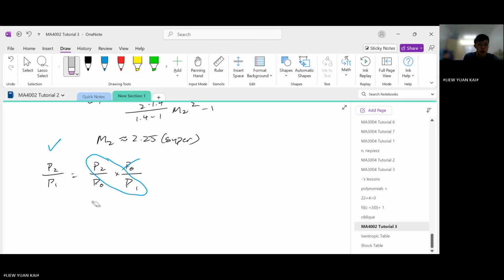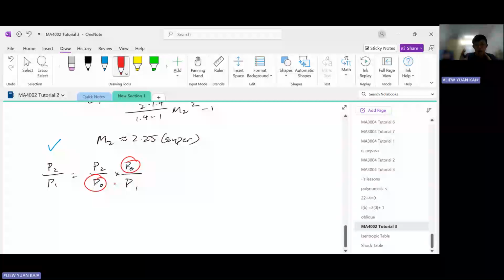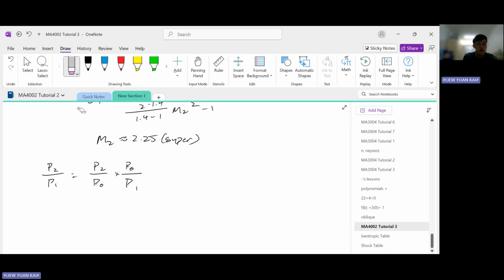But how do we know that this exactly has the value of this? It's because 1 and 2 are two points on an isentropic flow, and isentropic flow shares the same stagnation pressure. That's why this P naught will share the same value. So that's the logic of why we re-express it like this. So we are able to find this.